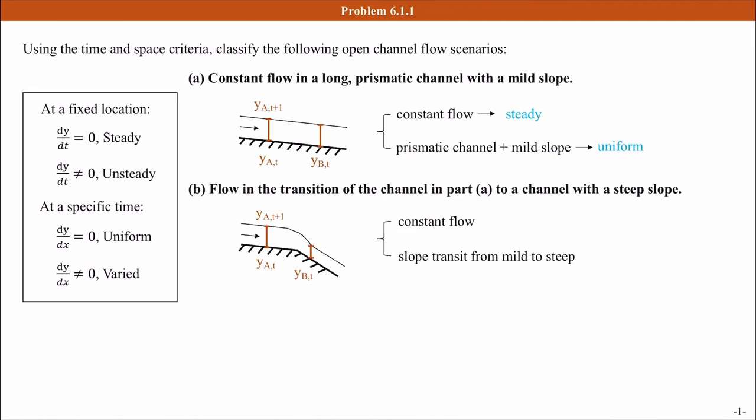Scenario B, flow in the transition of the channel in part A to a channel with a steep slope. Similarly, the constant flow implies that the water elevation doesn't change with time, so it's a steady flow. The slope transits from mild to steep. It means that the water elevation at point A and point B at time t is different. We can see it from the plot. So it's a varied flow.